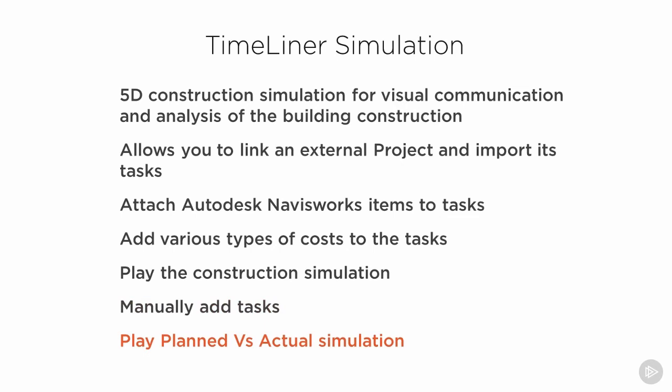The great part of this program is that it also lets you play planned versus actual simulation. Now what does this mean? So for example, we planned to pour the slab starting 16th of January, but for some reason we could not do that. Maybe it rained all week, so our construction is running 7 days behind. So in that case, we can also add the actual dates. We already have the planned dates coming from our schedule. Once those dates are added, you can then play planned versus actual simulation to see how far behind the actual construction schedule you are.